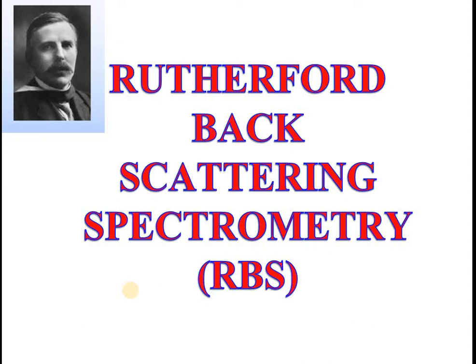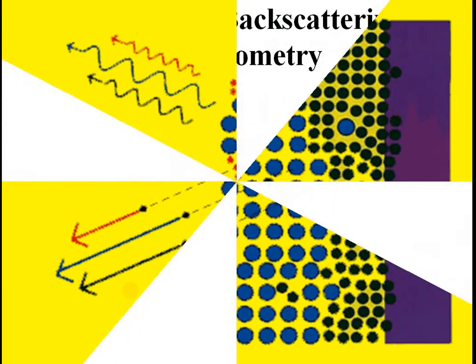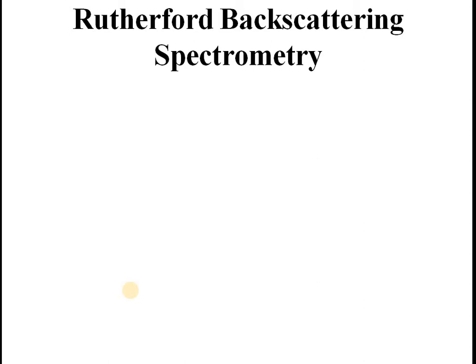Rutherford backscattering spectrometry. Already you are familiar with Rutherford scattering, which you studied at school level, in which we discuss alpha particle scattering using a gold target. We have a gold foil target on which alpha particles are radiated. They scatter at different angles, and from the angle of scattering we get certain presumptions on the structure of the atom.